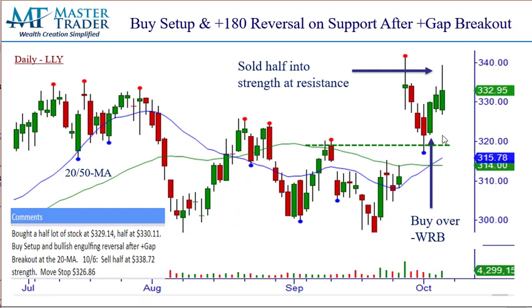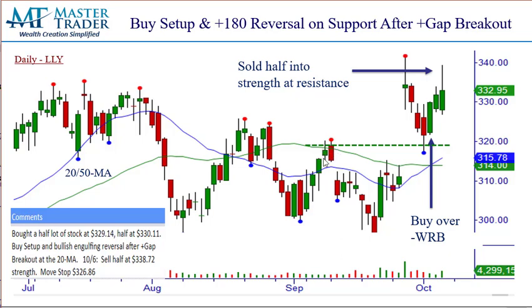Lily here was another one. So this one had a gap breakout from this big trading range. Again, you see the wide trading range, flat 20 and 50. You don't buy up here, of course, because then your stop would have to be down here, which doesn't make sense, risk to reward. We wait and watch for a controlled pullback, reversal on support.